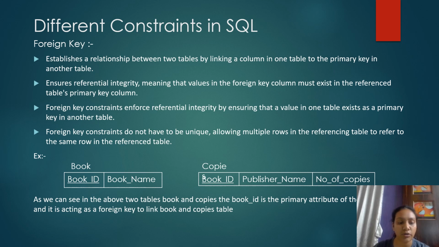Now, when we take two tables over here, book and copies, we can see that book ID is present in both the tables, and book ID is the primary key of the table book. So basically, as the definition of the foreign key states, it gives a linking between two tables, in this case book and copies, and it will link the book ID, which is a normal attribute in the copies table, with the primary key of the book table.